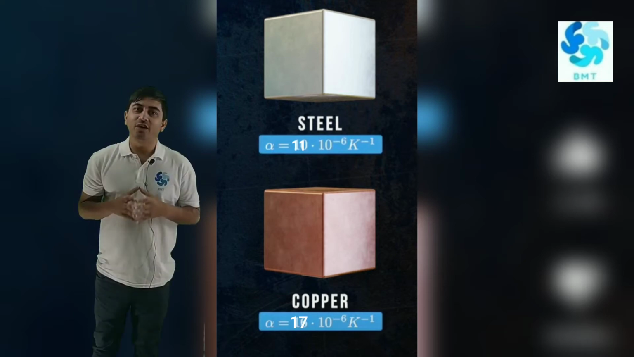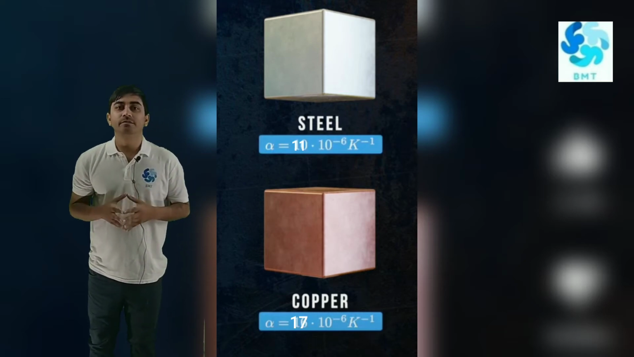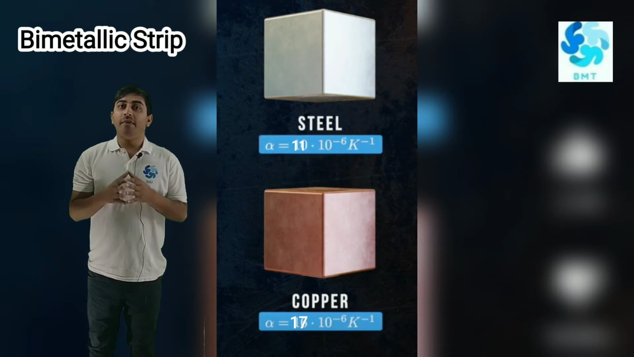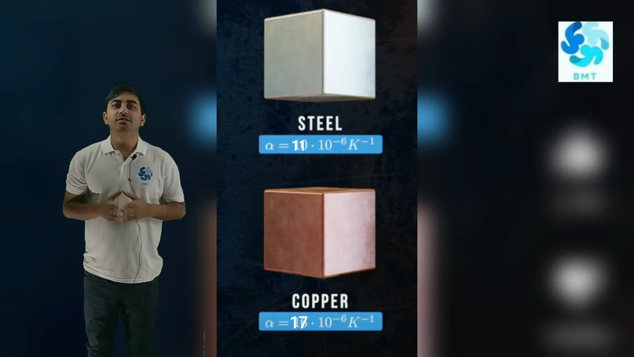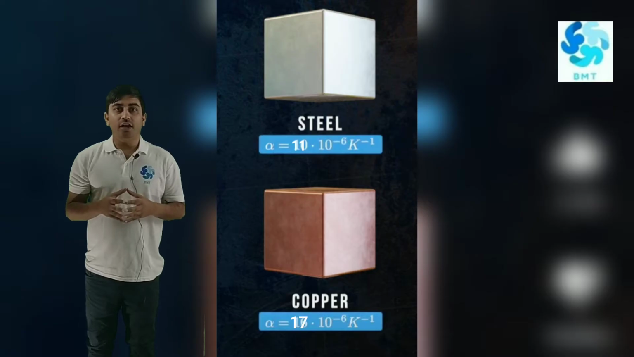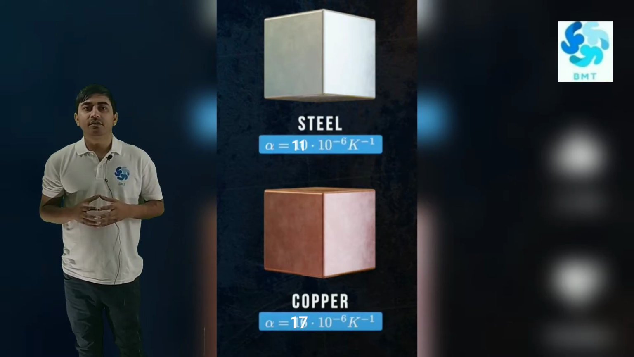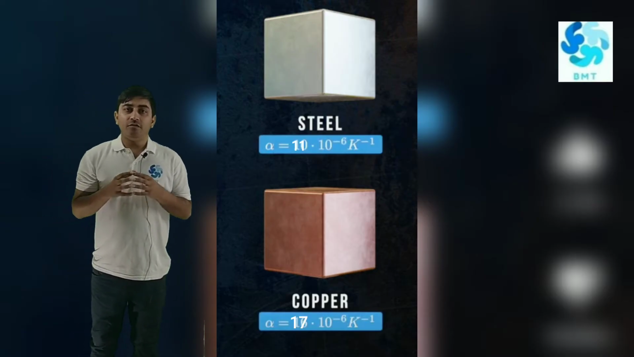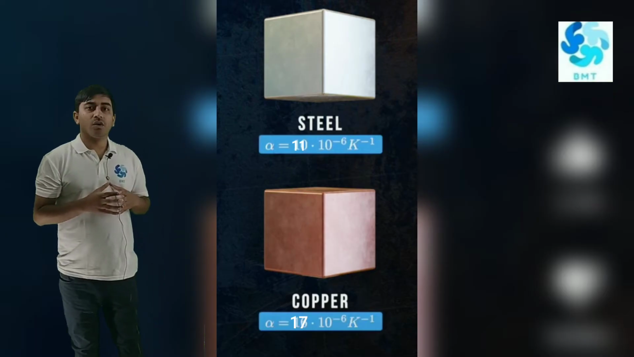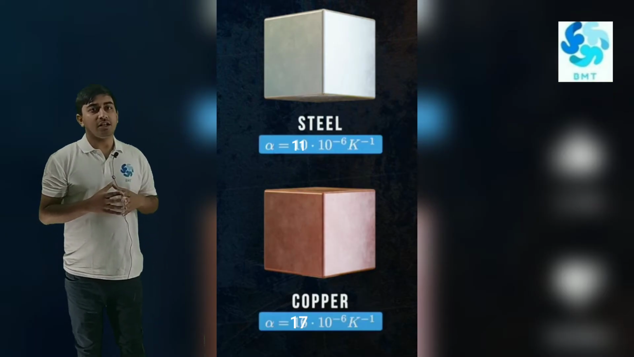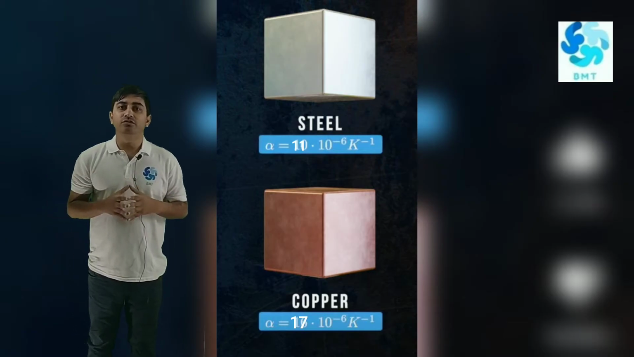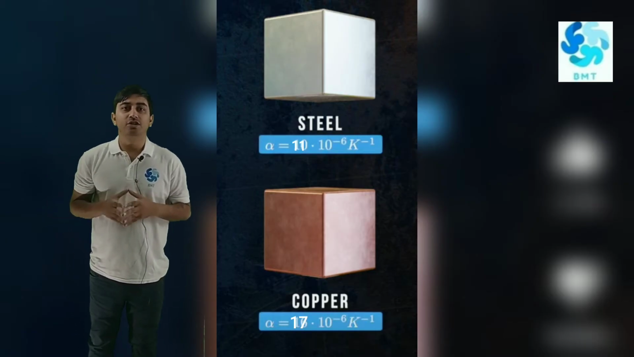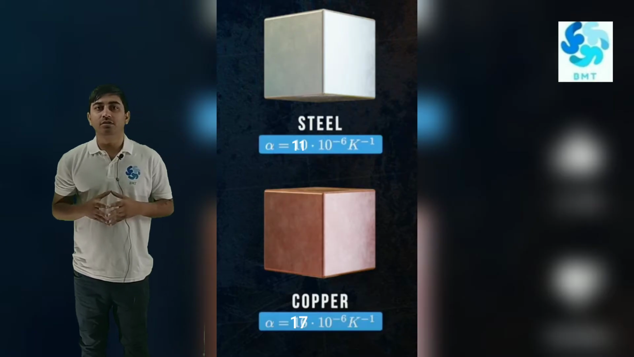Hello students, so have you ever heard about bimetallic strip? So students, bimetallic strip is generally made up of two materials or metals which are joined together lengthwise. Now if we have two materials, one is your steel and other is your copper, then both have different values for the coefficient of thermal expansion or linear expansion.